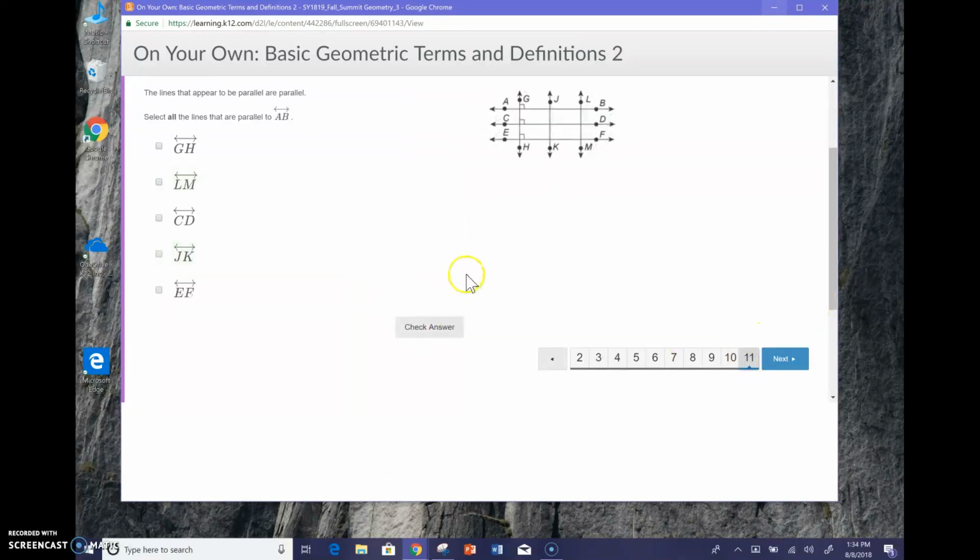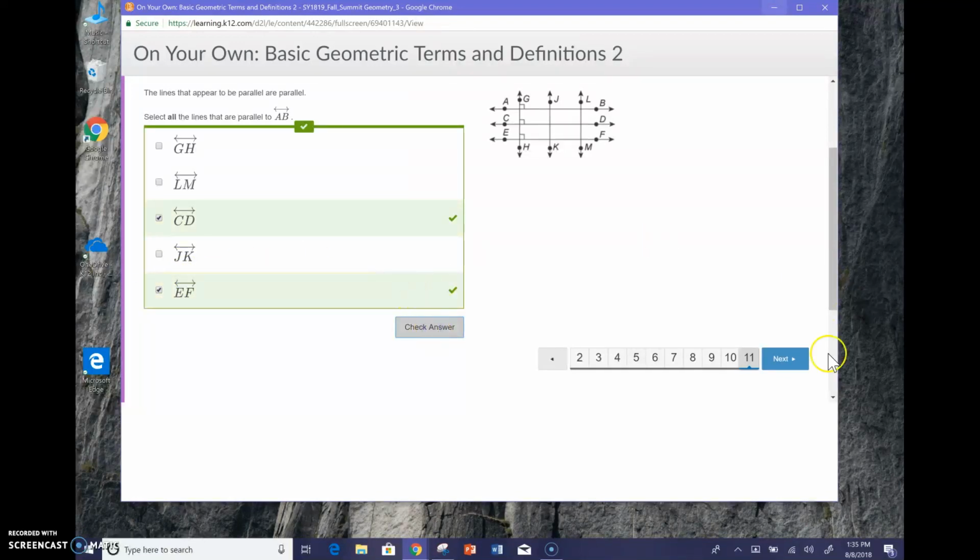Go to our last one. The lines that appear to be parallel are parallel. Select all lines that are parallel to AB. AB is horizontal, so we need other horizontal lines. GH is vertical, no. LM, vertical, no. CD, horizontal, yes. JK, vertical, no. EF, horizontal, yes. And we are done.